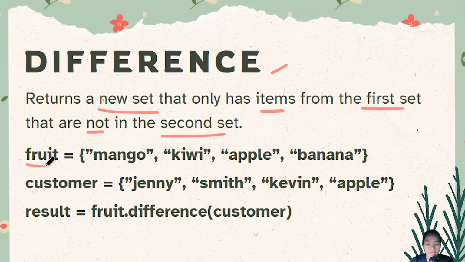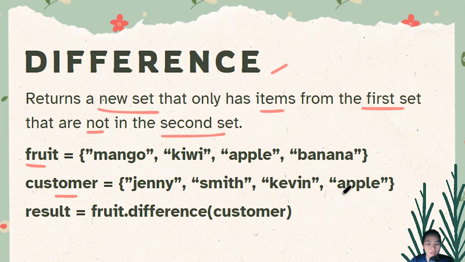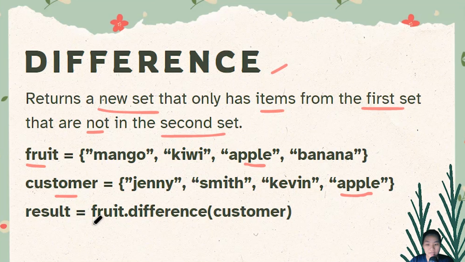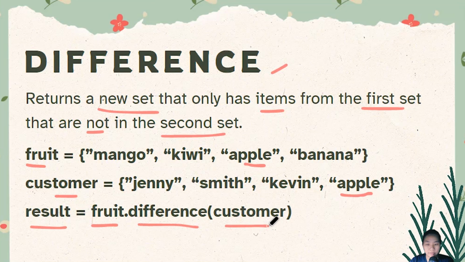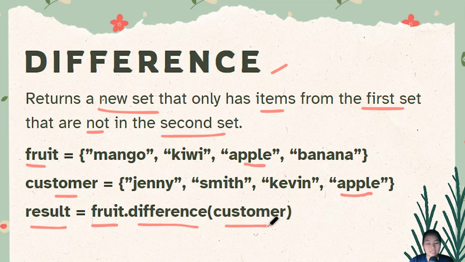For example, I have fruit: mango, kiwi, apple, banana, as you can see here, and then I have customer, and I have a bunch of names. The only thing in common is the item apple over here. And the result, another variable, equates to fruit.difference, passing in customer as the argument for the method. And we will see what this returns in a little bit during our demonstration.